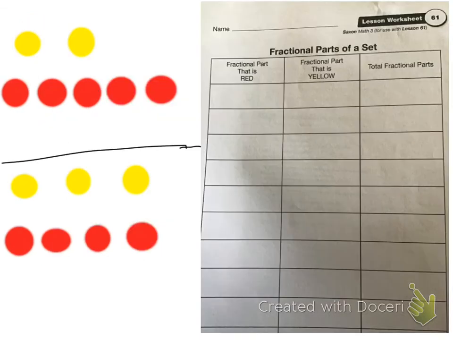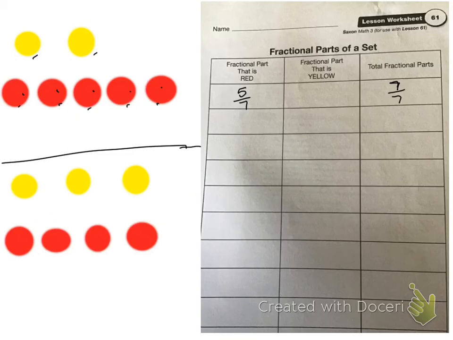Okay, so here on this first example, I have a total of how many beads? Let's see, I have 1, 2, 3, 4, 5, 6, 7 beads total. So my total fractional part would be 7/7, because that's how many I have in all. Then I want to see how many I have that are red. Well, I have 1, 2, 3, 4, 5 beads that are red. So the fractional part that is red is 5 over the 7 beads total.